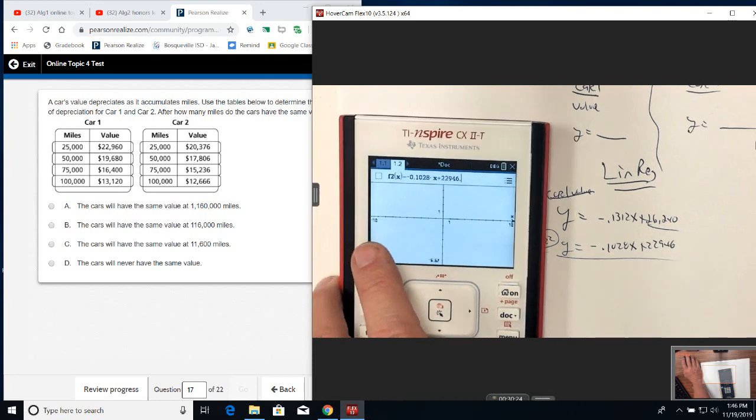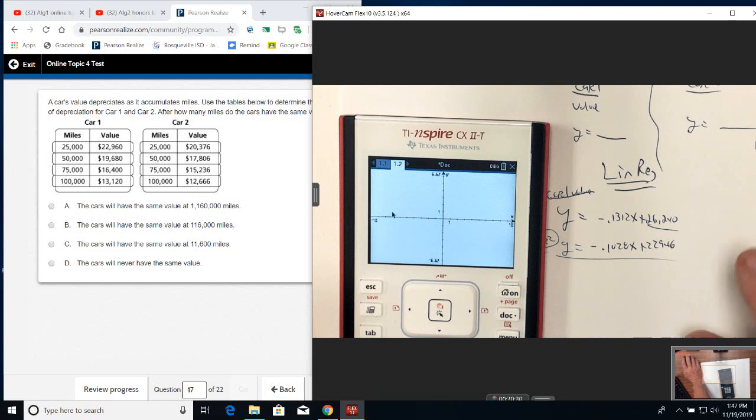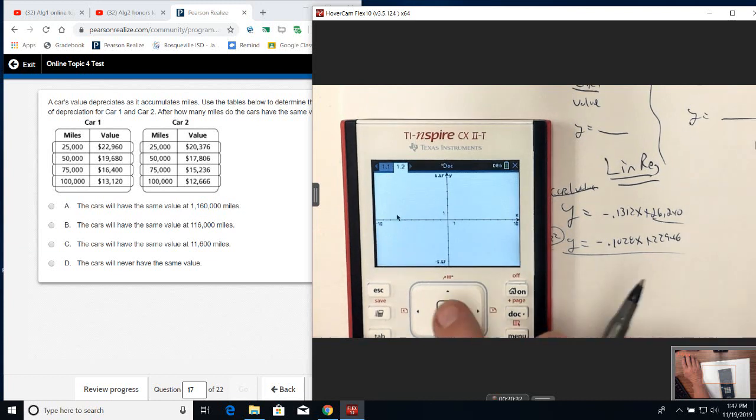That's the equation for the value of that car too, given so many miles. So how do I graph that? Just hit enter. Both of them are graphed now. How do I know they're graphed? Look, here's how you know they're graphed.